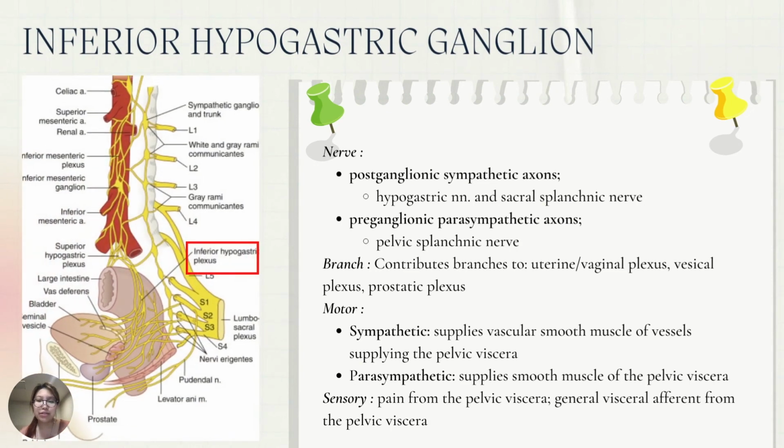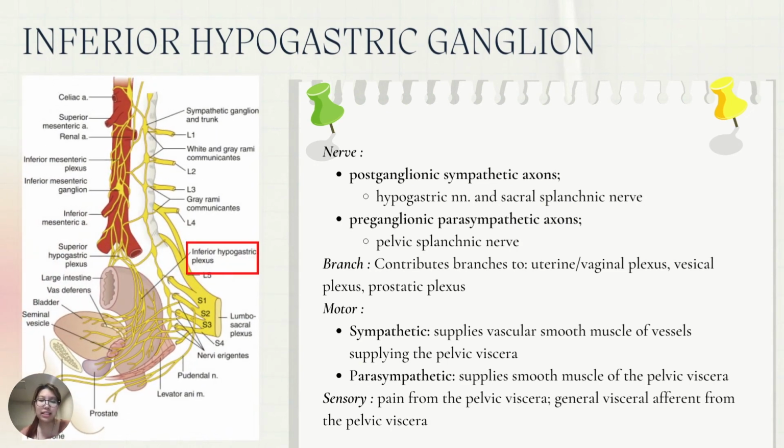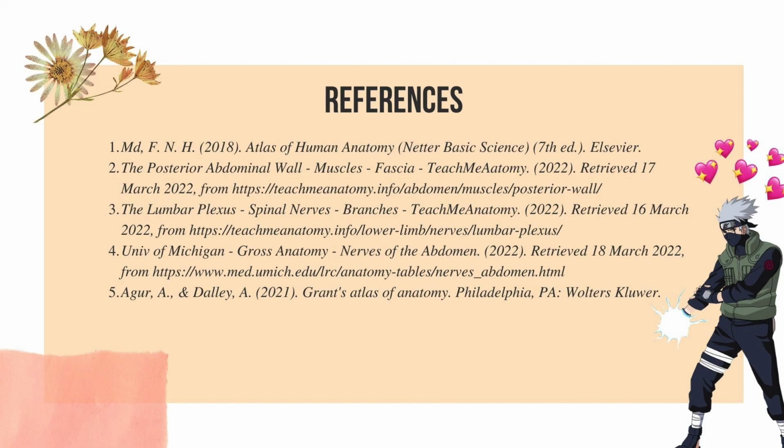Lastly, the inferior hypogastric ganglion. The postganglionic sympathetic axons are synapsed by the hypogastric nerve and sacral splanchnic nerve. However, for the preganglionic parasympathetic axons, they are synapsed by the pelvic splanchnic nerve. For the motor function, in the case of the sympathetic ANS, it supplies the vascular smooth muscle of the vessels supplying the pelvic viscera, while in the case of the parasympathetic ANS, it supplies the smooth muscle of the pelvic viscera. For the sensory function, it receives pain and general visceral afferents from the pelvic viscera.